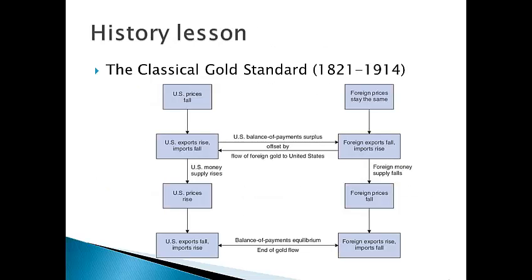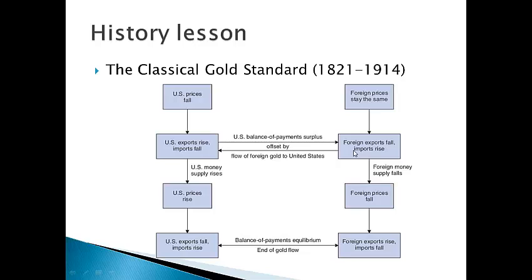So we're going to look now into the history of various exchange rate systems that have existed. We're going to start with the classical gold standard. So in this example, we see U.S. prices are falling. If the price in the U.S. falls, then U.S. exports would rise because it's cheaper to produce things here, and imports would fall because we have less money. As a result of the exports rising, there would be a U.S. balance of payment surplus. So we would have more exports.